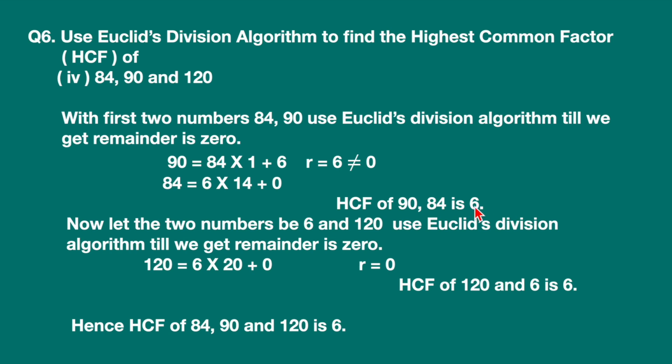Now we have to find the HCF of 6 and 120. Now let's write down 120 is the bigger number. So 120 is equal to 6 multiplied by 20 plus 0. So here again remainder is 0. Therefore 6 is the HCF. The divisor is the HCF. So 6 is the HCF of all the 3 numbers.